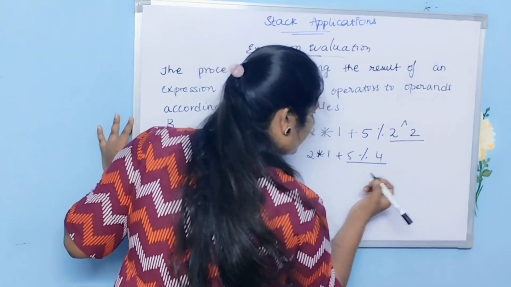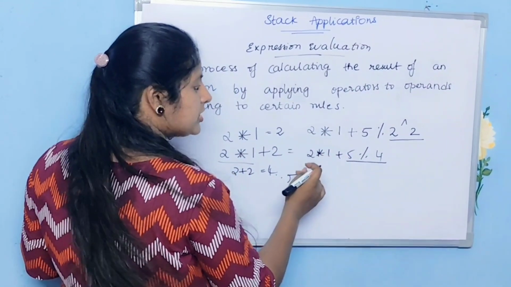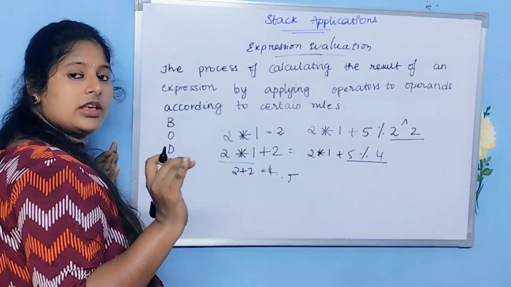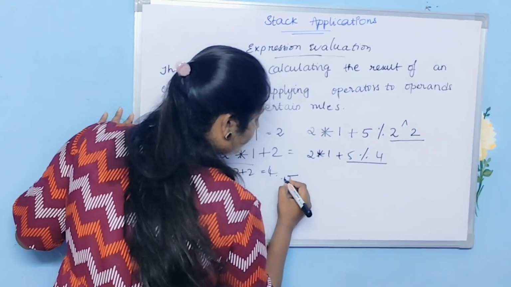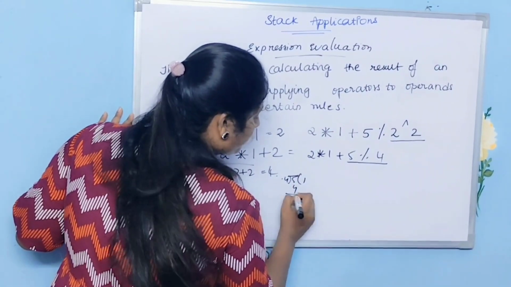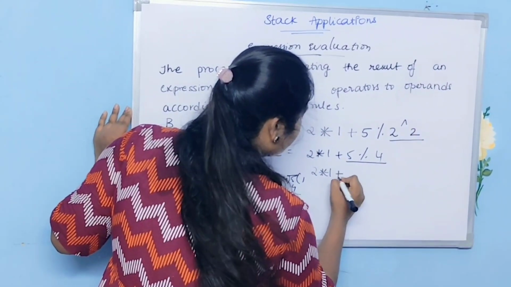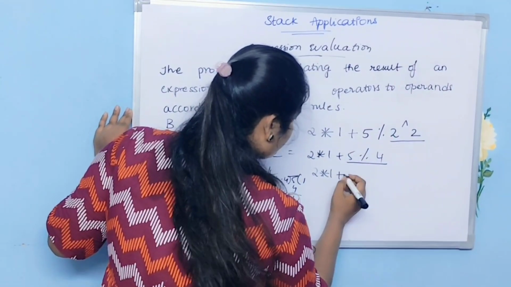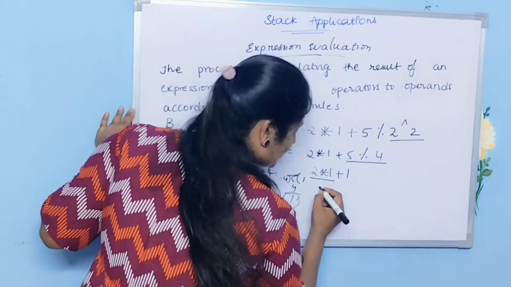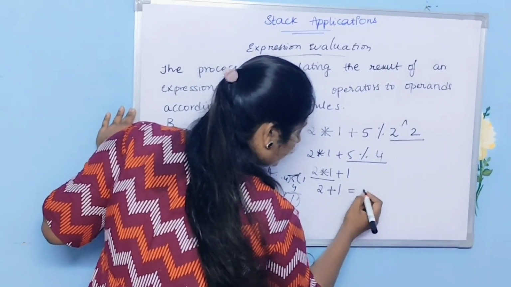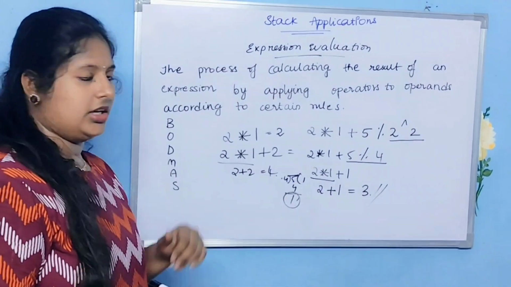So what is 5 modulus 4? 5 modulus 4 gives me the remainder. So 1. How? 4 ones are 4. You have to consider the remainder. So 2 into 1 plus, what is this? 1. So out of this, multiplication has the highest priority. 2 plus 1 here equals 3. So the output for this expression is 3.